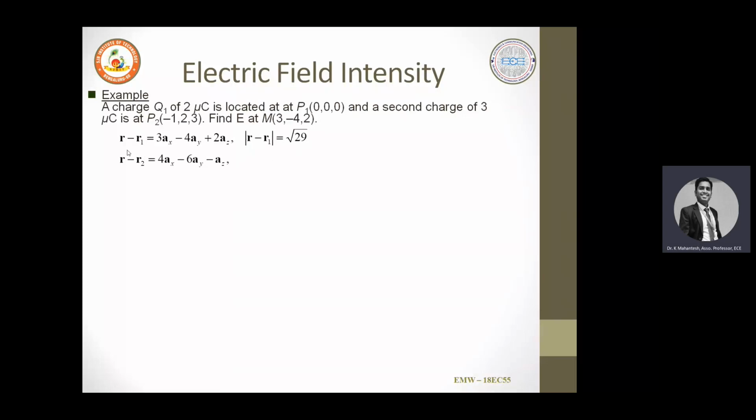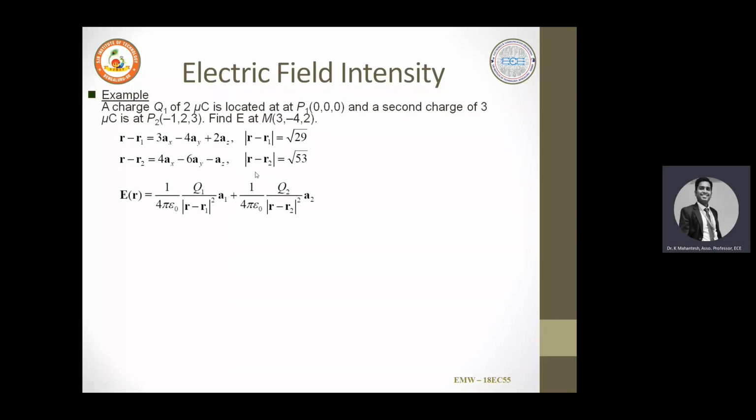So now I will consider r − r1 with respect to Q1. I would get 3ax − 4ay + 2az. The magnitude of r − r1 is the square root of 29. And with respect to P2, 3 minus (−1) is 4, so 4ax; −4 minus 2 is −6, so −6ay; 2 minus 3 is −az. The magnitude of r − r2 is equal to the square root of 53.